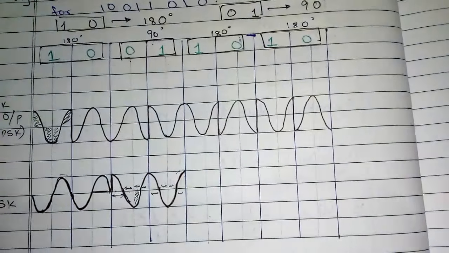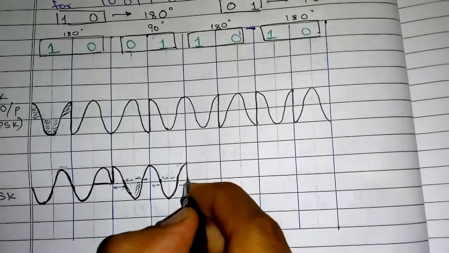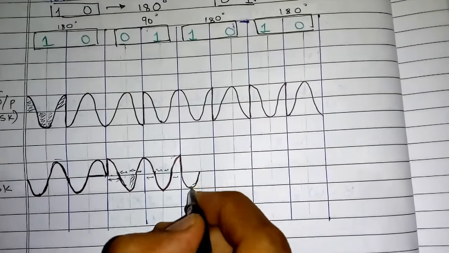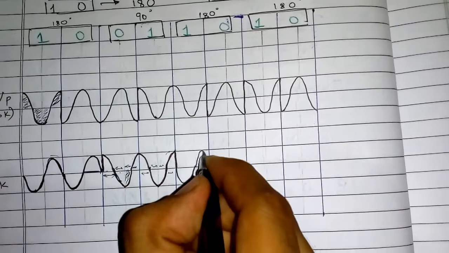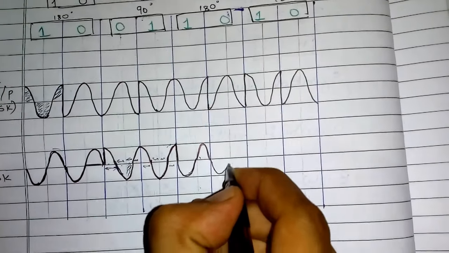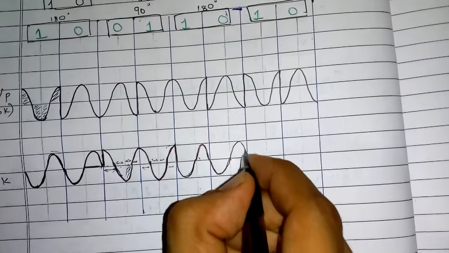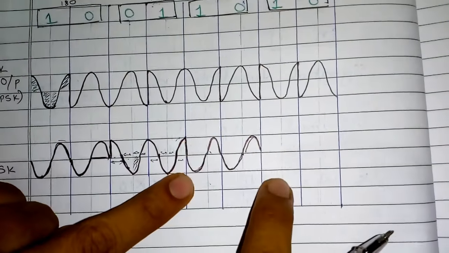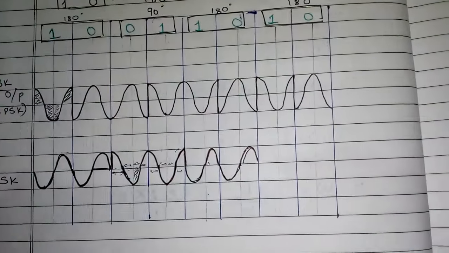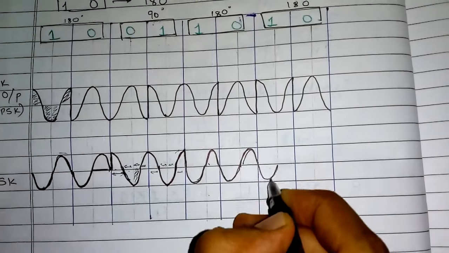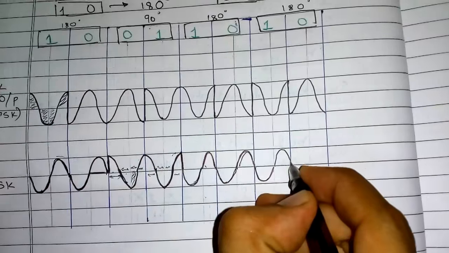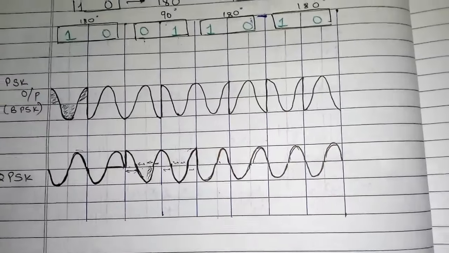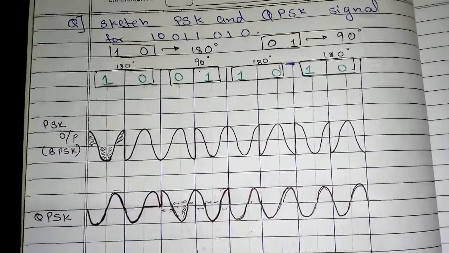Then now 1 and 0 are encountered, which is 180 degrees. So yes, they will come down right here and then a full 180 degree will be formed. So 180, 180, 180, 180. So these two blocks get completed. Then again a pair of 1 and 0 is encountered. So this will be again 180, 180, 180 and 180. So this was the output for PSK and QPSK signal.